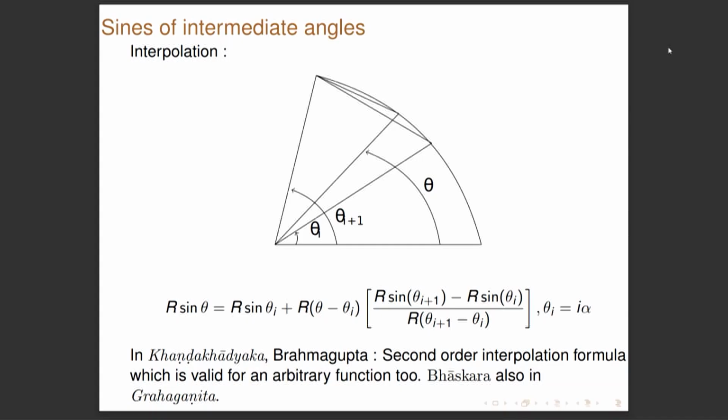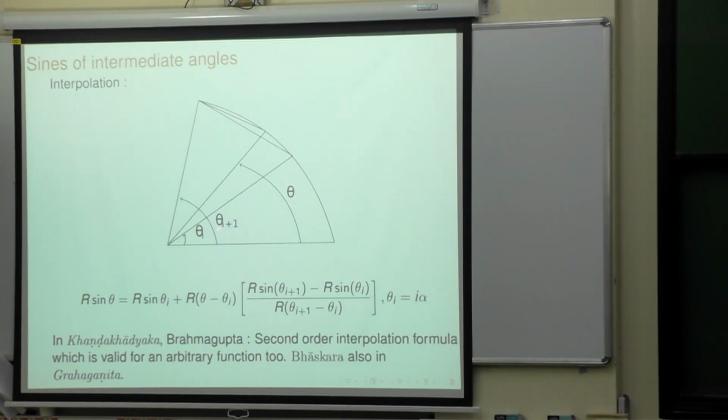And for intermediate angles, there are many texts. Even Bhaskara 1 says this is the formula, this is how you have to do it. So sin theta lies between theta i and theta i plus 1, where theta i is i into alpha and theta i plus 1 is i plus 1 into alpha. Suppose theta lies in between. Then take the sine for this angle and the sine for this angle. So then r sin theta is r sin theta i plus r times theta minus theta i into this by this. So this is the interpolation formula.